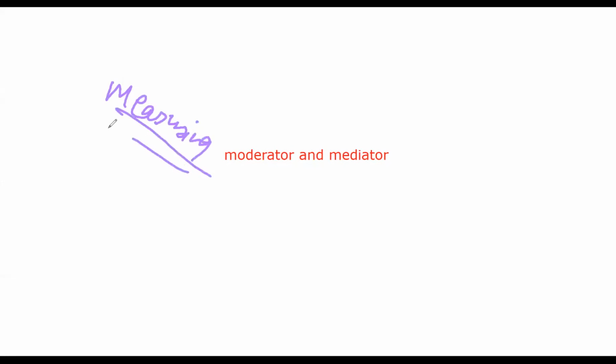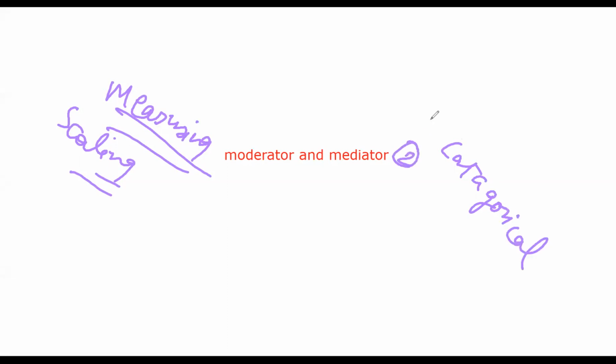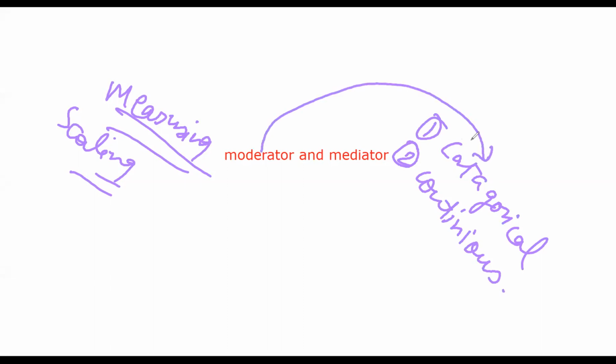We will discuss the measurement and the scaling in the coming lectures. But here you should know one thing: one is categorical and the second is continuous. So the moderator is categorical and the mediator is continuous. What is categorical and what is continuous? Let me explain.